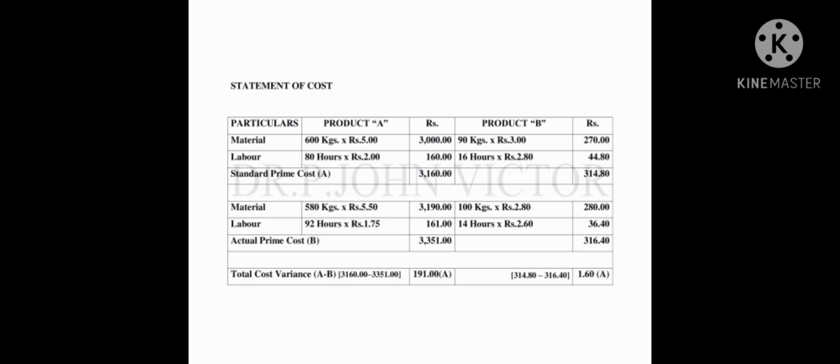Are you okay? So in the statement of cost, we take the standard value, material and labor, and the actual value, material and labor, and finally we deduct the actual value from the standard value. At the time the actual value is higher than the standard value, so we get the adverse value for product A and product B. Okay, so with this I conclude this sum.